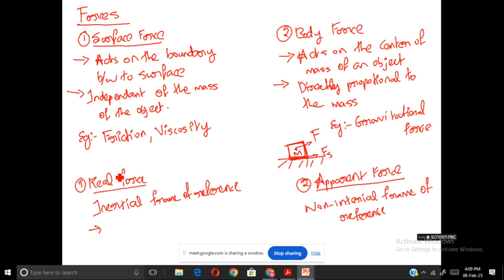So whatever forces are coming in the inertial frame of reference are called real forces. Examples are pressure gradient force, gravitational force, frictional force.